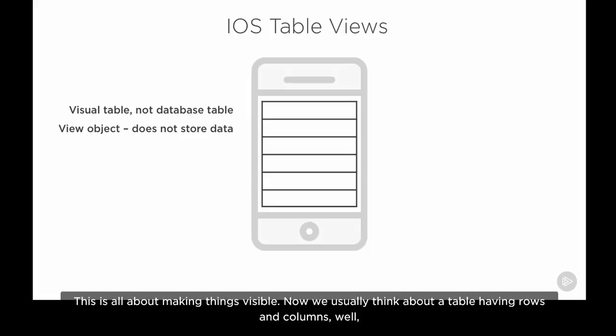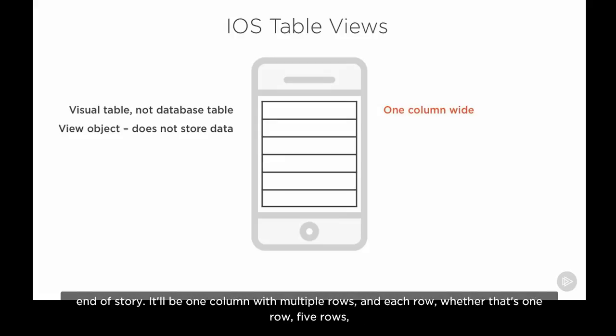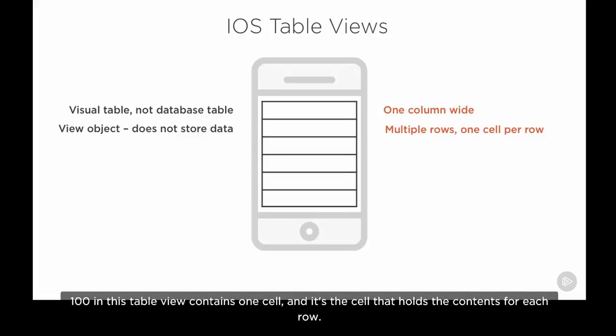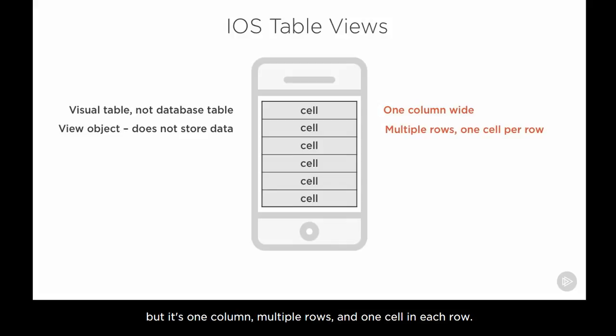And we usually think about a table having rows and columns. Well, it's easier here. We don't have to think about columns because an iOS table view is always one column wide. End of story. It'll be one column with multiple rows. And each row, whether that's 1 row, 5 rows, 100, in this table view contains one cell, and it's the cell that holds the contents for each row. Maybe that cell just contains a label. Maybe that cell contains 2 labels or 3 or 4 labels and an image, but it's one column, multiple rows, and one cell in each row.